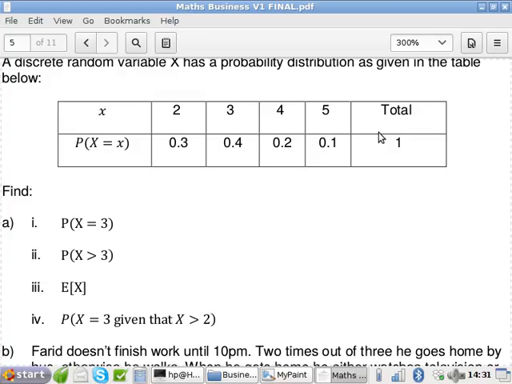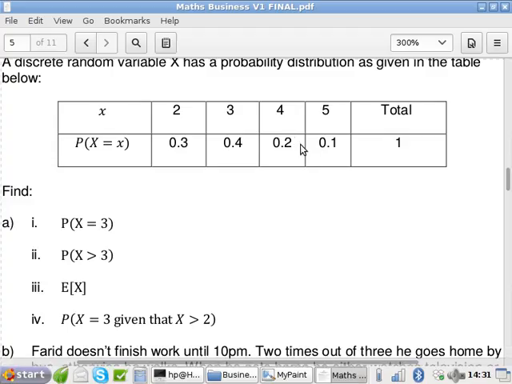Okay. Let's do this one, I think. First one, we can see the answer already. What is it? 0.4 is the probability of getting a 3. What about greater than 3? Well, greater than 3 means getting a 4 or a 5, which is 0.3. So that's easy.